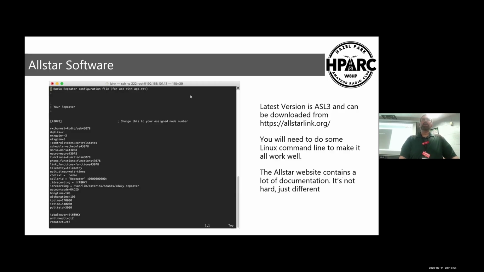Allstar & The Dart has really good documentation if you did want to set up your own node. That's kind of how I did everything on the repeater. Everything that I know about Allstar, I've taught myself over the past few months. The website's great, and there are forums with really good people on there. If you have questions, you usually get an answer within like 20 minutes.